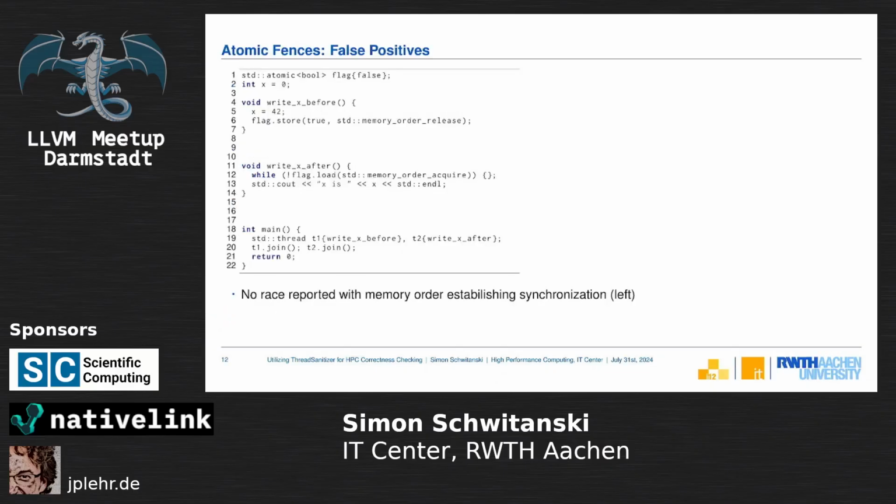And the point is, ThreadSanitizer cannot understand all synchronization, as I said, and this is also unfortunately true for some C++ features. So here in this code, we have two functions, write x before and write x after. And we also have an atomic flag that we set to false, and we initialize x with 0 as a global variable. Then we have our main function and have thread 1, which calls write x before, and thread 2, which calls write x after.